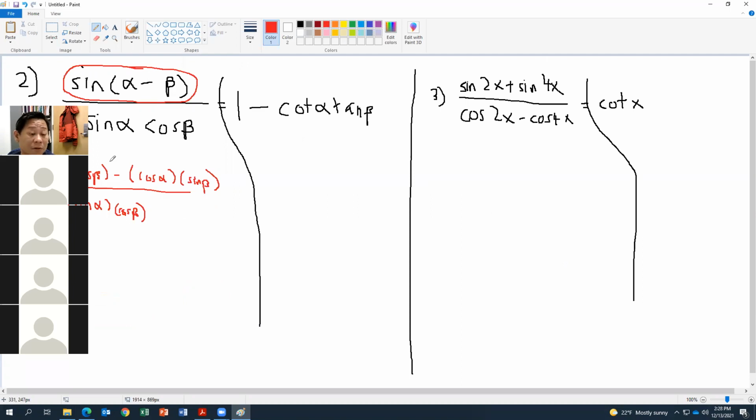Kelvin, can you tell me how you get 1 minus cosine alpha over sine alpha? How do you get that? So this is a one term. What can you do with one term?